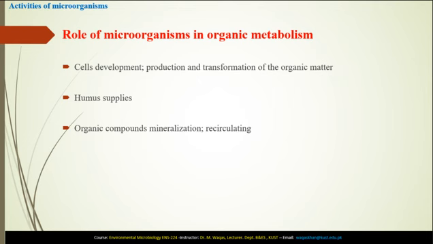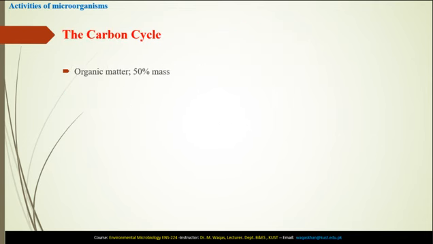and collect substrates essential for recycling and the supplies of humus. They also decompose and mineralize the organic compounds and consequently recirculate the indispensable elements in plant production based on the assimilation of carbon dioxide from the atmosphere. The first one among the organic metabolism is the carbon cycle.